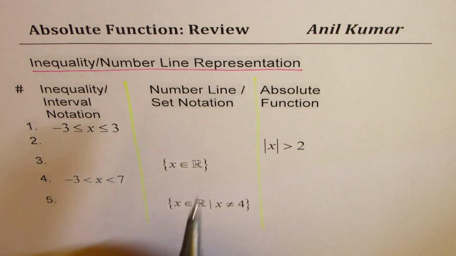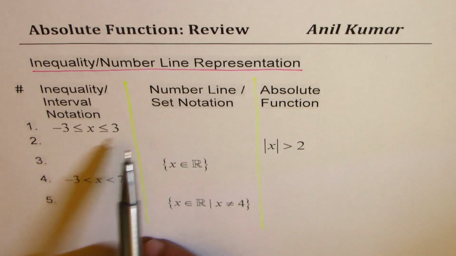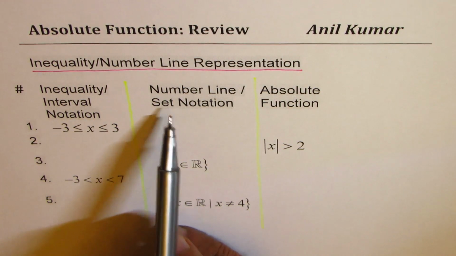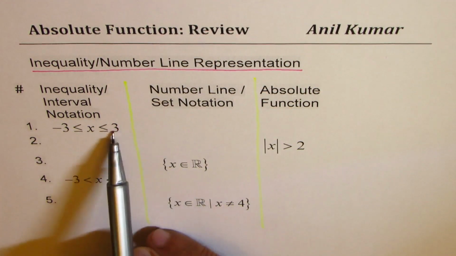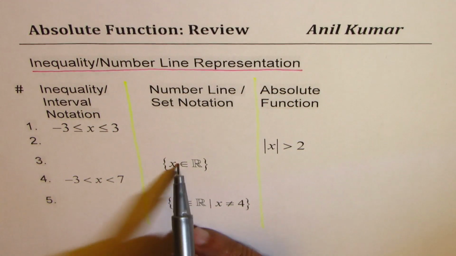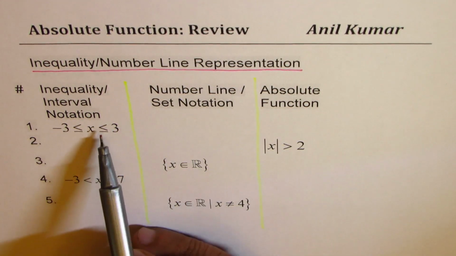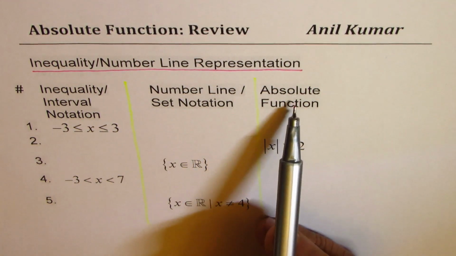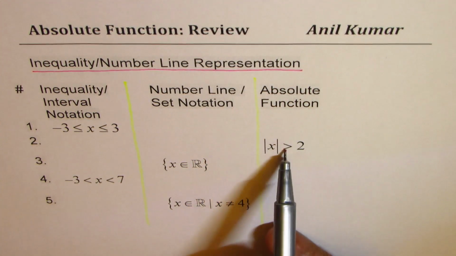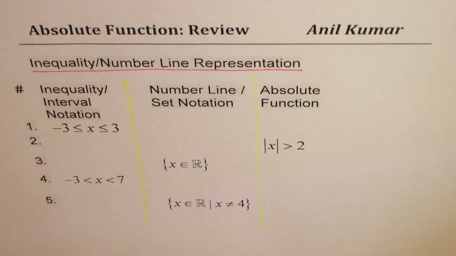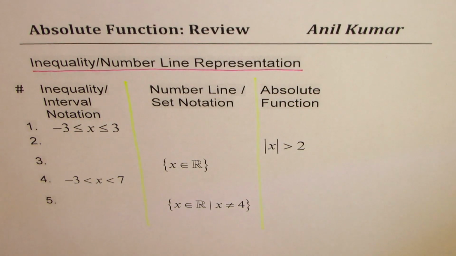We can represent this on a number line. We can also represent this in set notation. So these are 2 different things, but that is set notation. Is it okay? And we need to represent this also as an absolute function, correct? So I have 5 examples here. You can always pause the video, answer these questions, and then look into my suggestions, right?